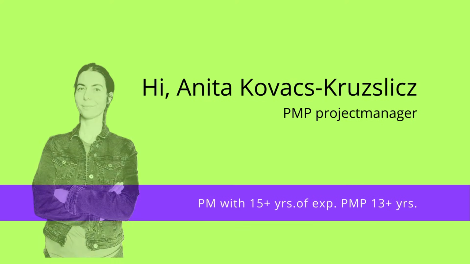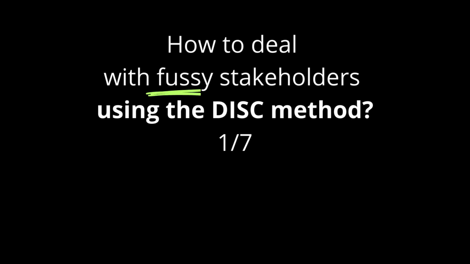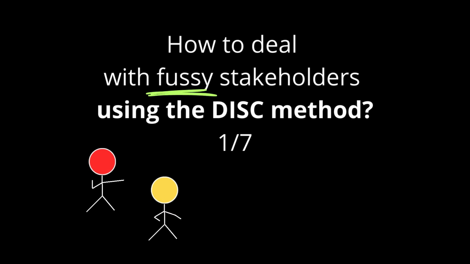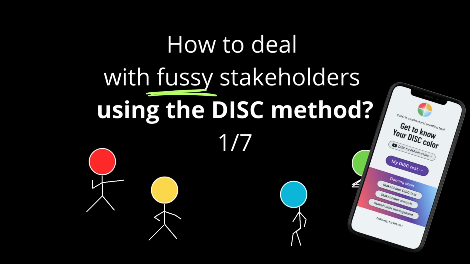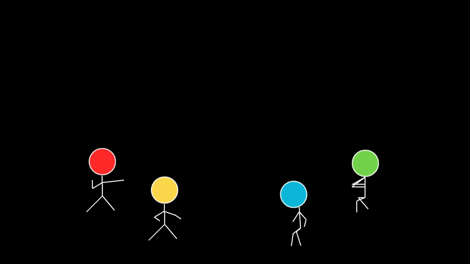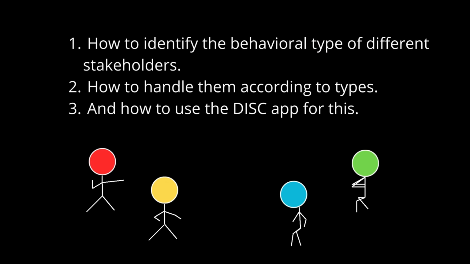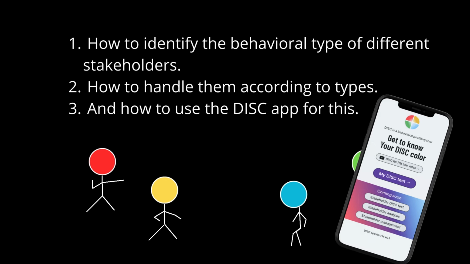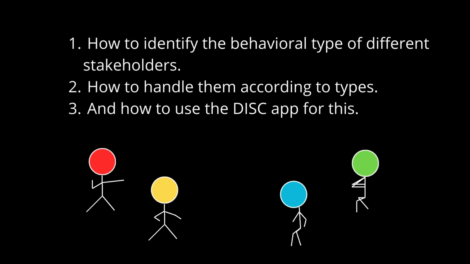In this video series, we will talk about how to better deal with fussy stakeholders in the project using the DISC method. I am also creating a DISC app for project managers, link in the description. In this video series, you will see how to identify the behavior type of different stakeholders, how to handle them according to types, and how to use the DISC app for this. In the first part, you will get a simple method for identifying the different stakeholders. At the end, we check our own color with the app.